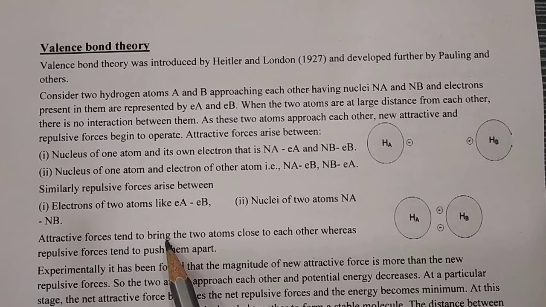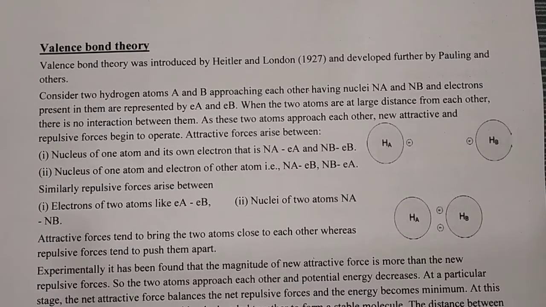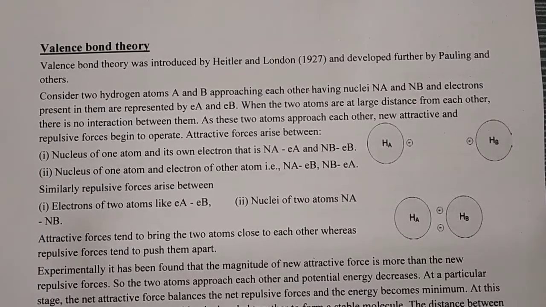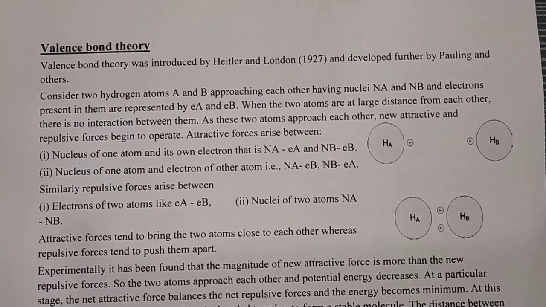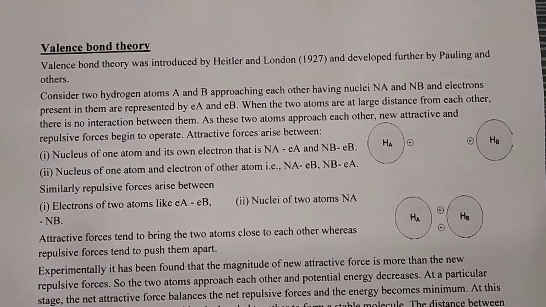Attractive force tends to bring these two atoms close to each other, whereas repulsive forces tend to push them apart. Whichever is greater will prevail. How many attraction forces are there? 4 different kinds of attraction. So attraction forces overcome repulsion forces, and due to this, one H atom, though it is positively charged, so H plus and H plus come together and you get an H2 molecule.